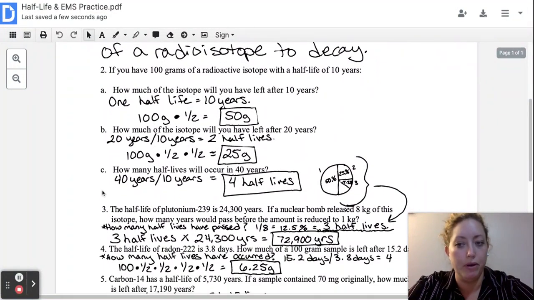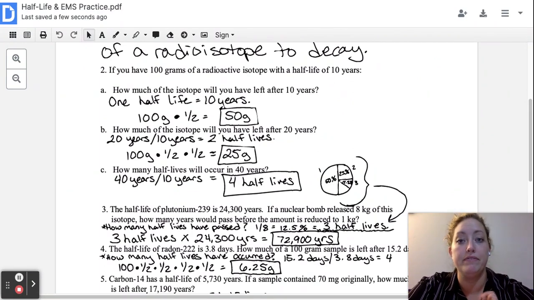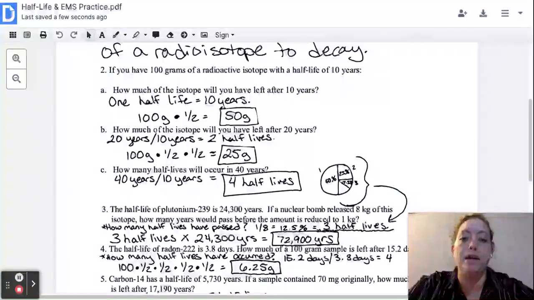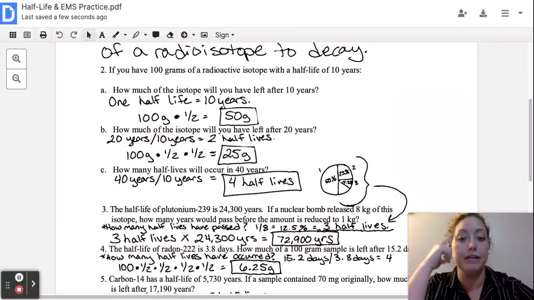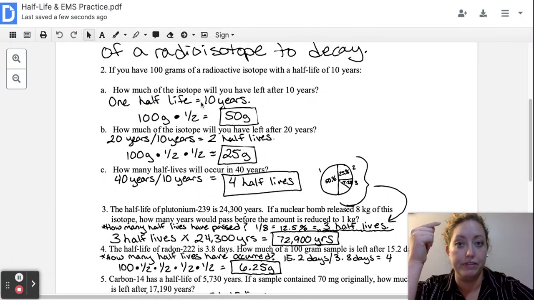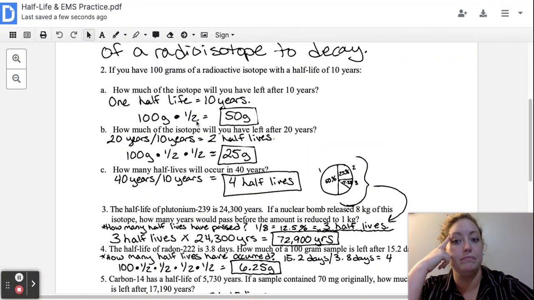So number 2 is 3 parts. It says if you have 100 grams of a radioactive isotope with a half-life of 10 years, how much of the isotope will you have left after 10 years? Well, it's pretty straightforward on that, right? So if one half-life is equal to 10 years, you have only degraded 50%. So you'd have 100 grams because that's what you're starting with. It tells you right here. You're gonna have 100 grams times 1/2, which gives you 50 grams.